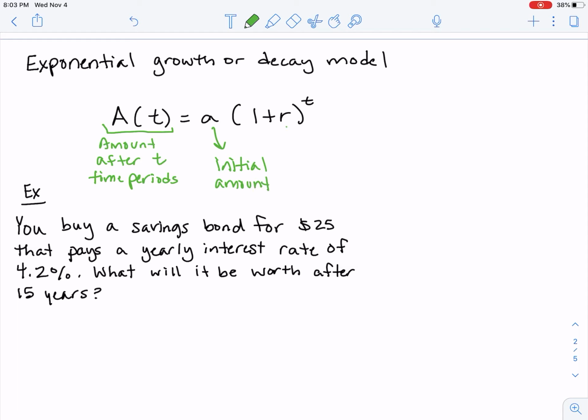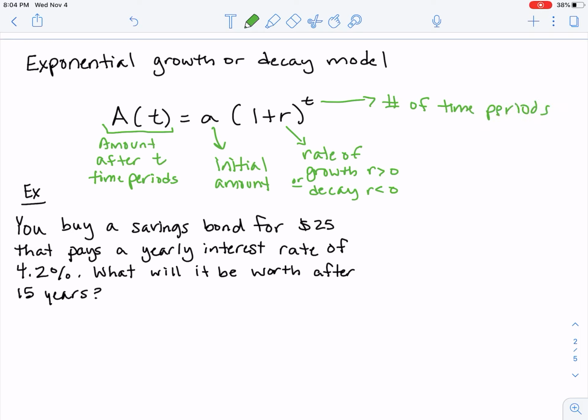Okay. R. This r shows you the rate of growth. Right? And it's going to be a growth if r is greater than 0. And it will be a decay if r is less than 0. So that's the rate of growth, I'll put here, or decay. And then t, well, that represents your number of time periods.